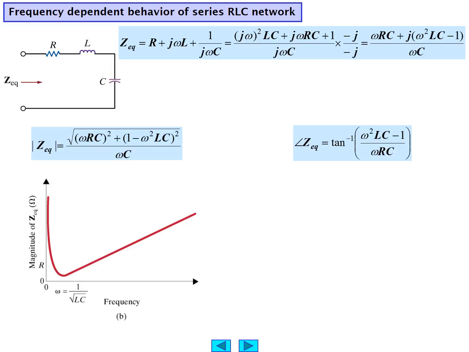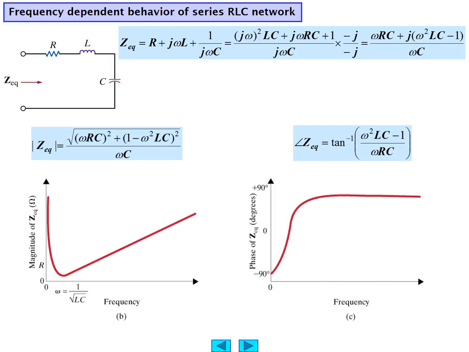The angle of this impedance, Z equivalent, is the arctangent, of course, of the 2 components, namely omega squared LC minus 1 divided by omega RC. And that's because the quantity omega C in the denominator is a wholly real number. So we're basically getting the angle from the complex part in the numerator, and the denominator essentially is a scaling or a cofactor part. And the phase angle then looks like this. It starts at minus 90 degrees towards zero frequency. That's because the capacitor is primary. It passes through zero at some point, and then essentially levels off at some intermediate value as a function of frequency.